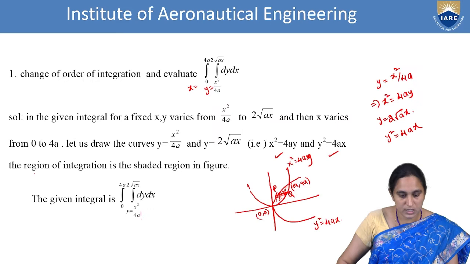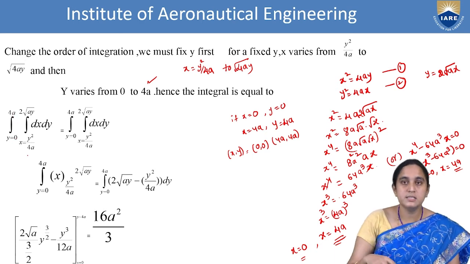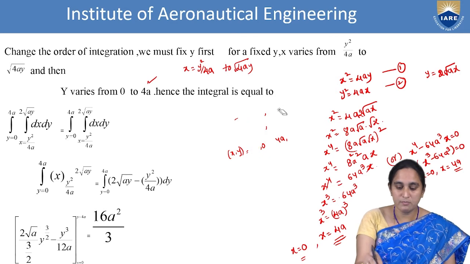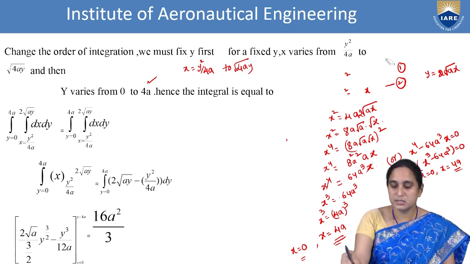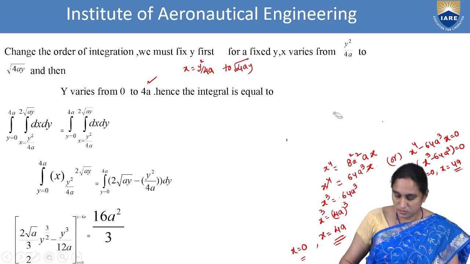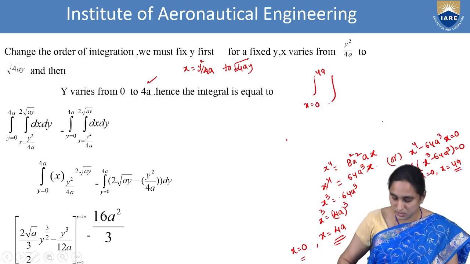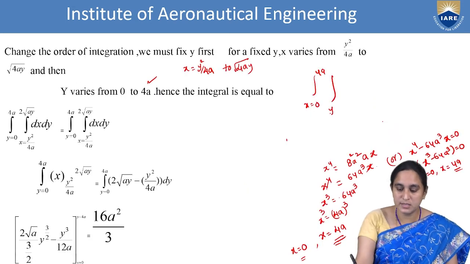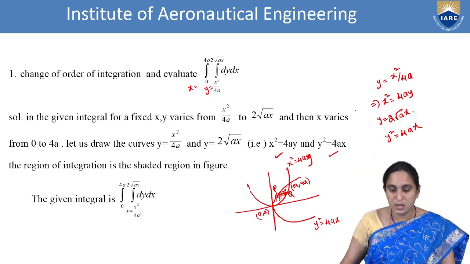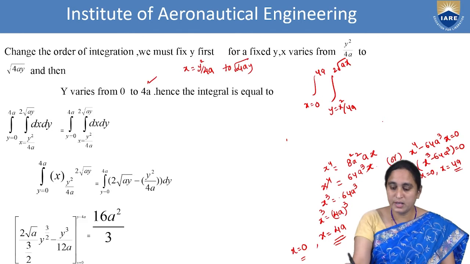from the given question, the given question has dy dx form. Now I'll convert that, with y limits fixed, that is integral of y is equal to 0 to 4a. The question is the integral of x is equal to 0 to 4a, and the integration of y limit points are y is equal to x square by 4a to 2 root ax, into dy dx. Okay, this is the given question.